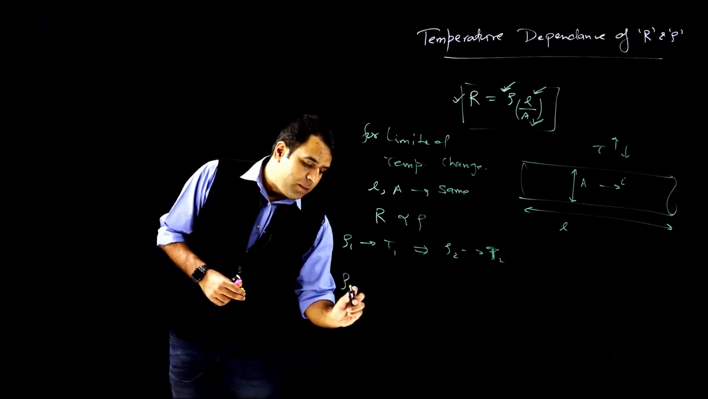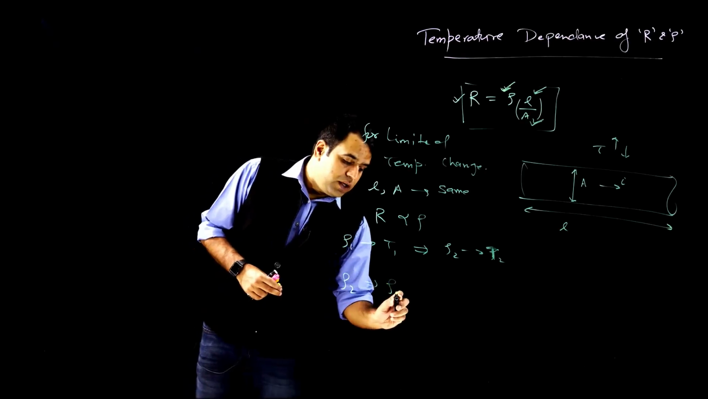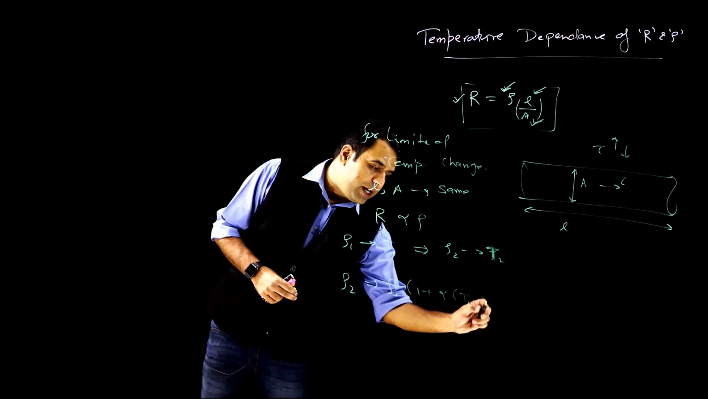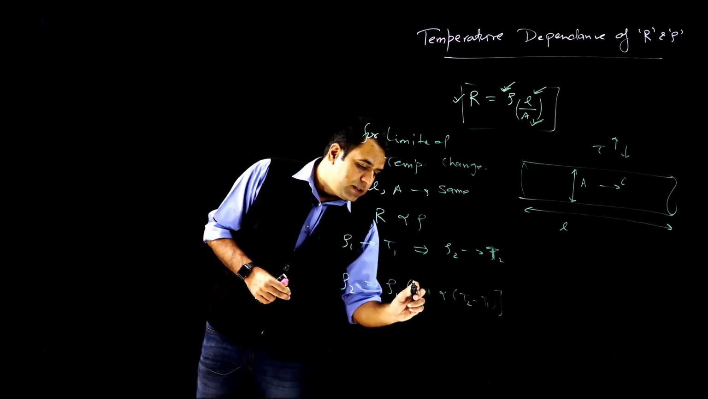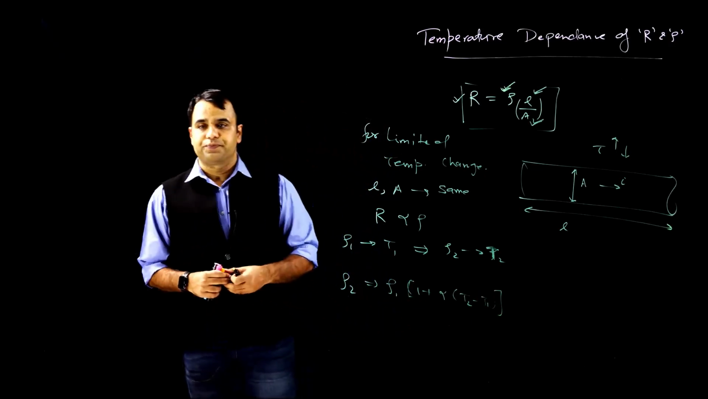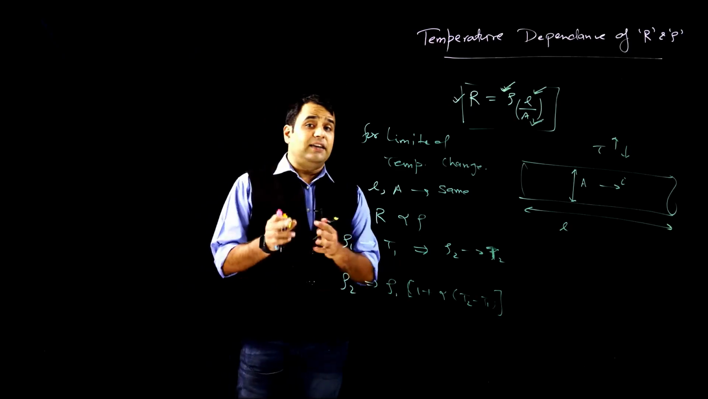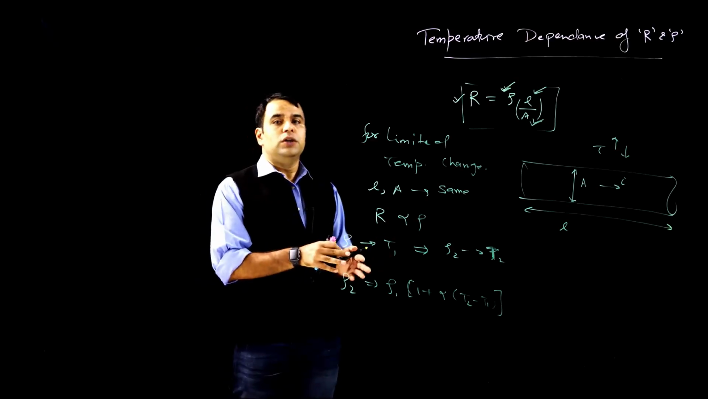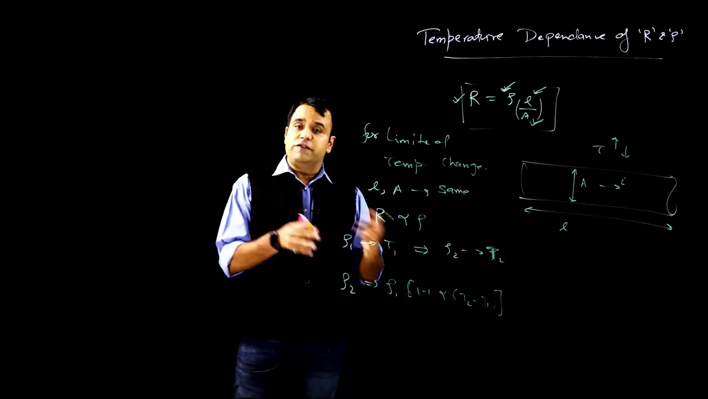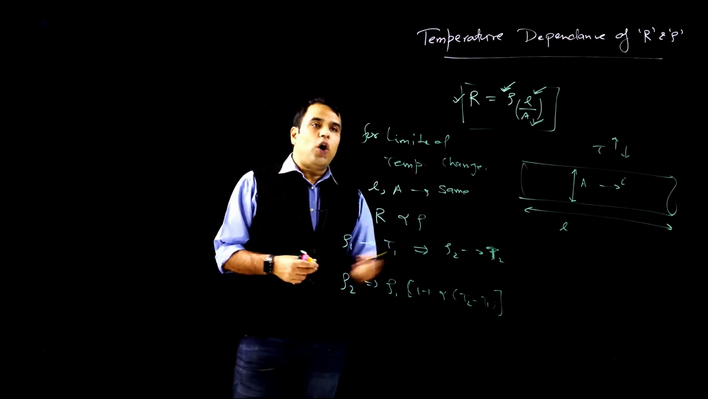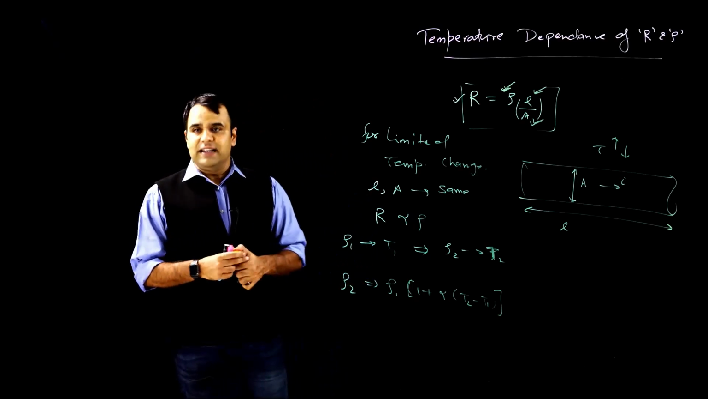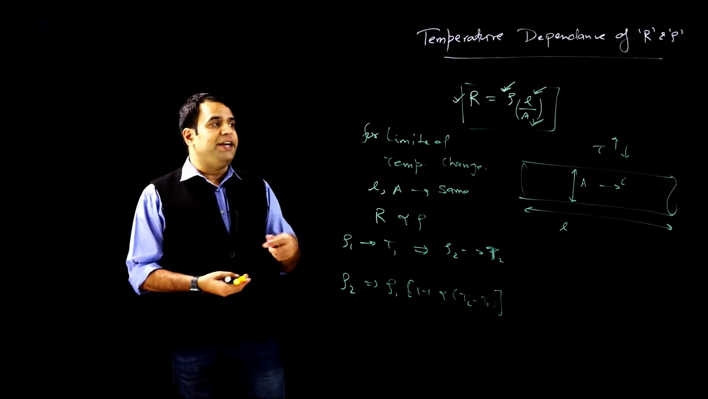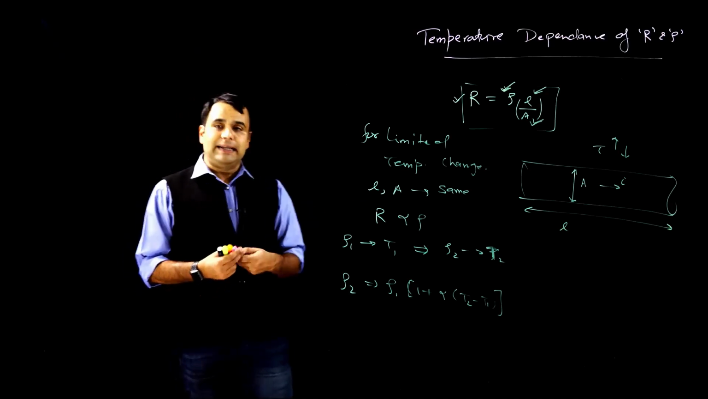So we get the formula that ρ2 is equal to ρ1 times (1 + α(T2 − T1)). That's the formula we get. Or you can say the fractional change in resistivity is proportional to temperature change. That's the observation-based formula. So when we observe the changes in the resistivity, the fractional change in the resistivity comes out to be proportional to temperature change.